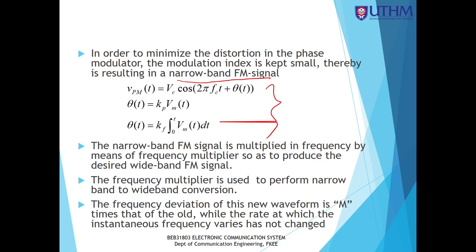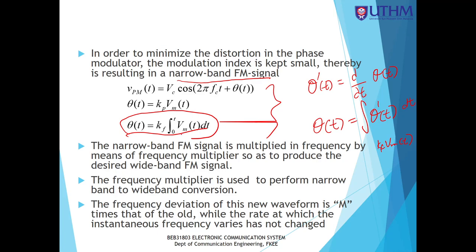Okay, remember that theta prime t is equal to d dt of theta t. And therefore if you want to find theta t, that means we need to do the integral process. Okay, integral of theta prime t, the reverse. So this is a dt. Remember theta prime t is kf vm t. So we need to do the integral of kf vm t, like this. Okay, so we can find the theta t.